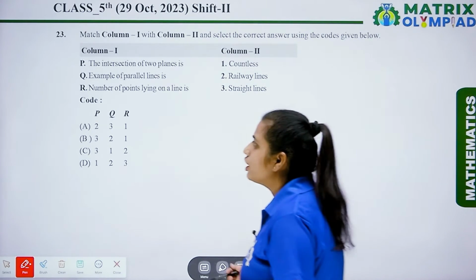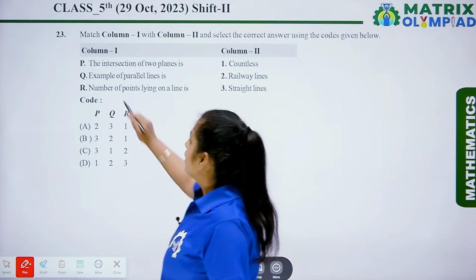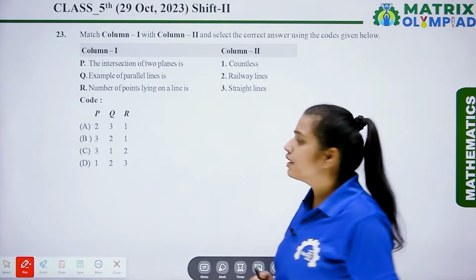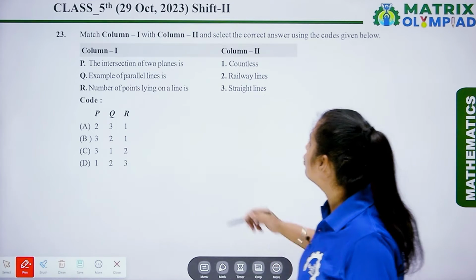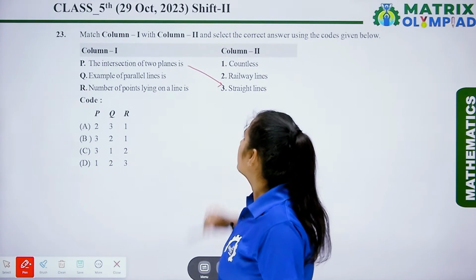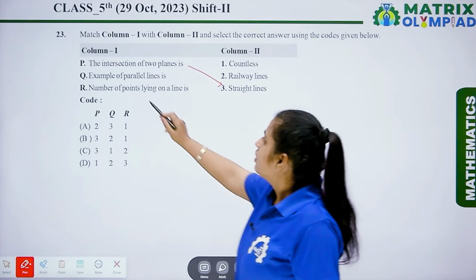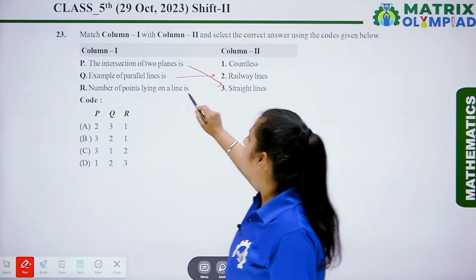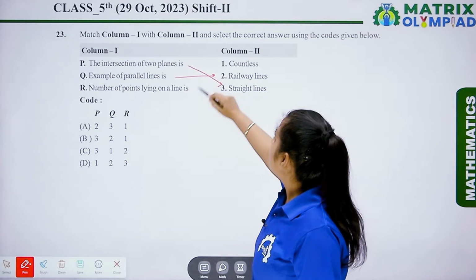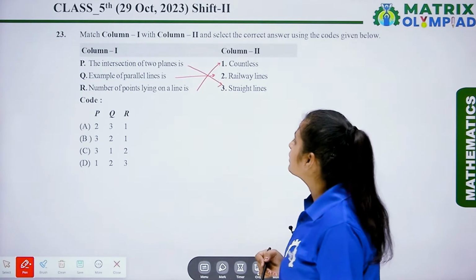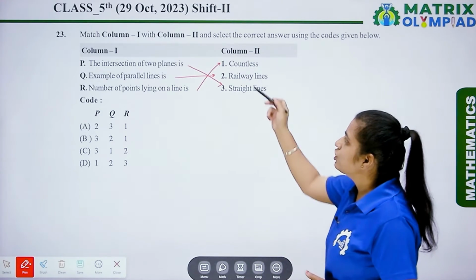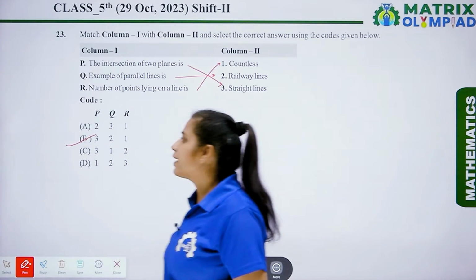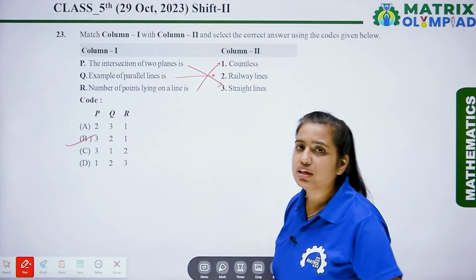We have to match the columns here. In column 1, it is the intersection of two planes. So the intersection of two planes is known as a straight line. Next is, an example of parallel lines is railway lines. The number of points lying on a line is countless. So here the sequence is 3, 2, 1. So according to the options, 3, 2, 1 is the correct answer and here option B is the correct one.